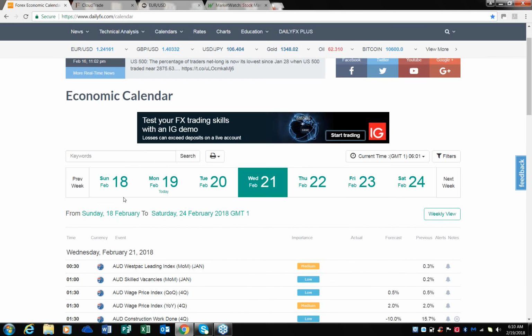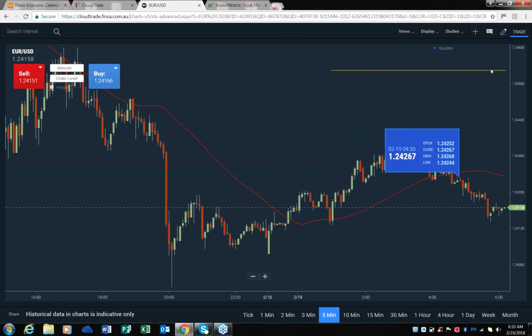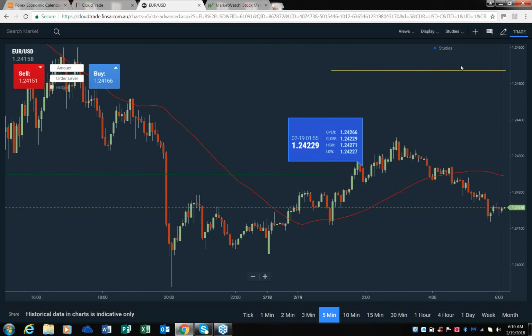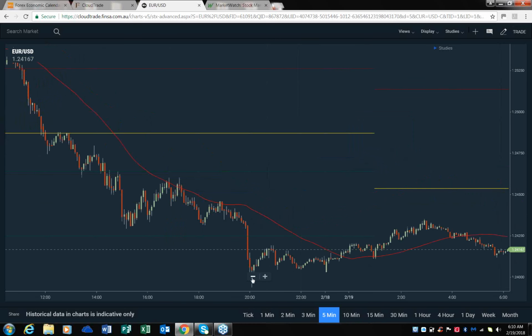So let's just have a quick look at the charts. Like I said, we're not placing any trades today. We're not doing any trading today. We will not be meeting at 12 noon. Let's just have a look at the charts just to see what the trend looks like. But we're not placing any trades today because of the US public holiday. So let's just have a look.